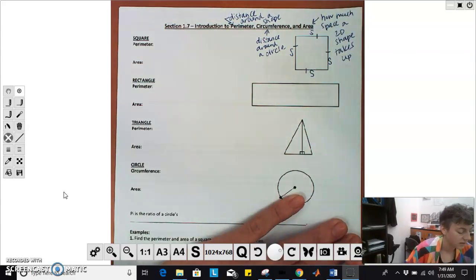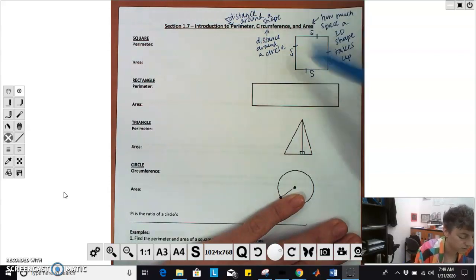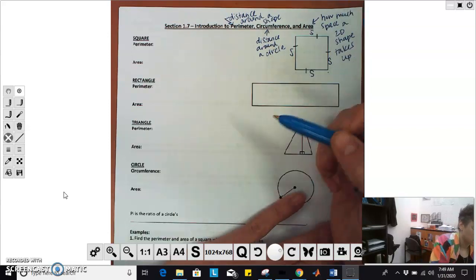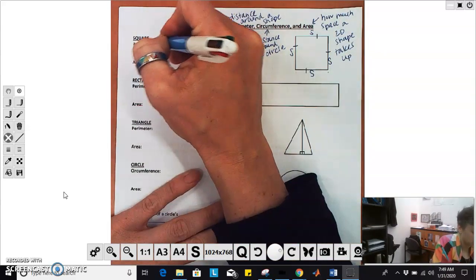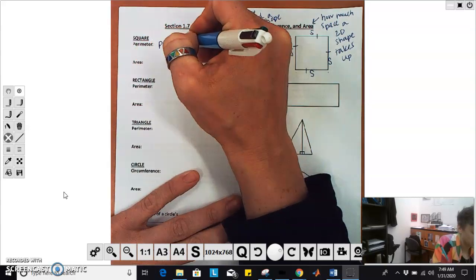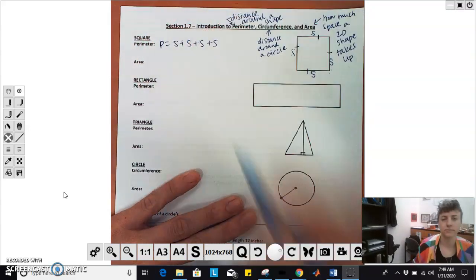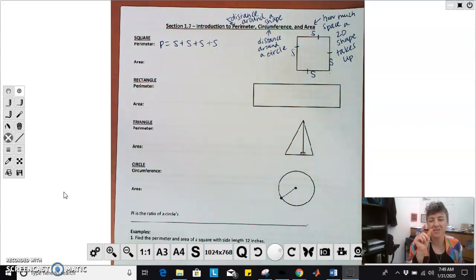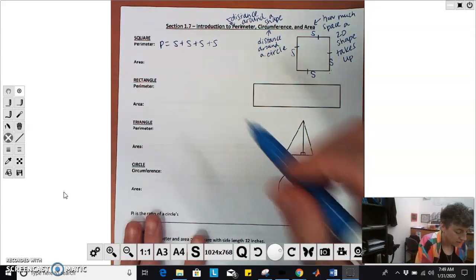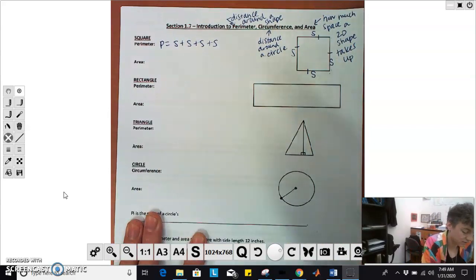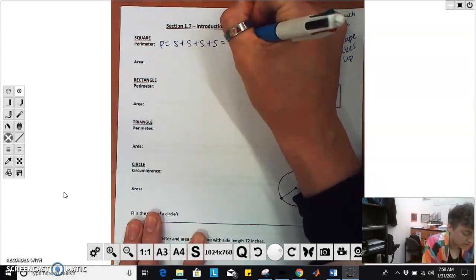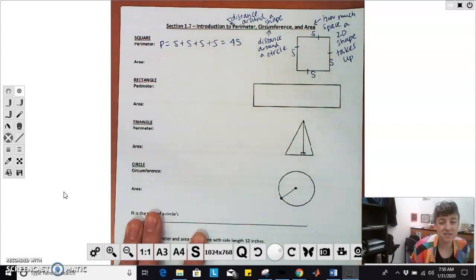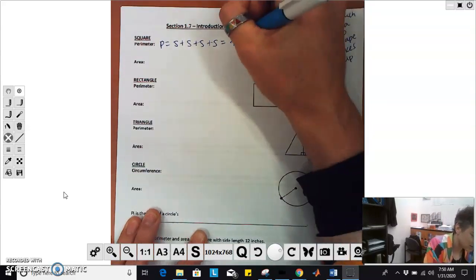So what would the perimeter be? Well, it's the distance around the shape. So we would add up all of those side lengths. S plus S plus S plus S. So we could say P equals S plus S plus S plus S. Or we could make that a little shorter of a formula. We could say this is 4S. The perimeter is 4S, 4 times the side length. That's an S, not a 5.